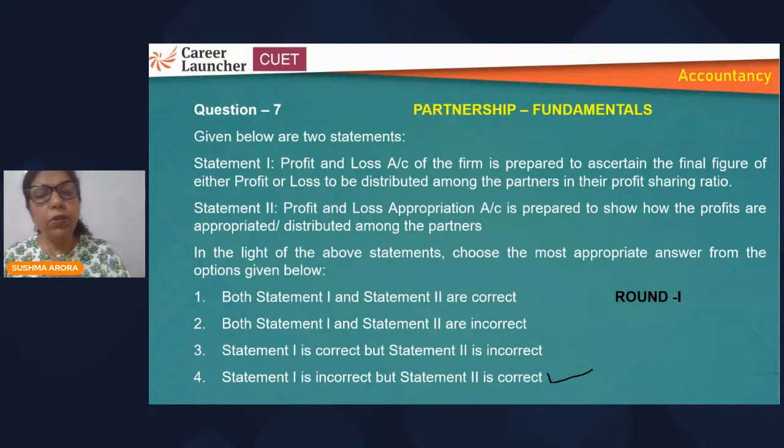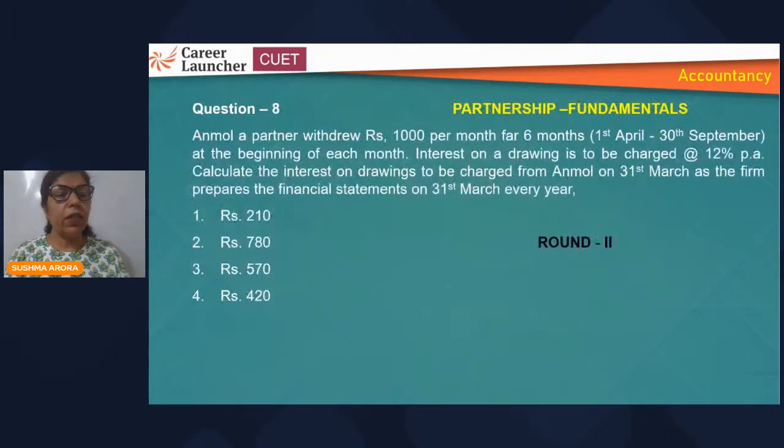Profit and loss account does not show the distributable profit. Profit and loss appropriation account is prepared to show how the profits are appropriated. Okay, so answer D or 4. This is the question from Partnership Fundamentals. Yes. Chahat, your answer is perfect. Now come on, question number 8.